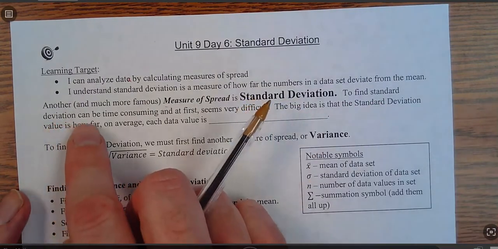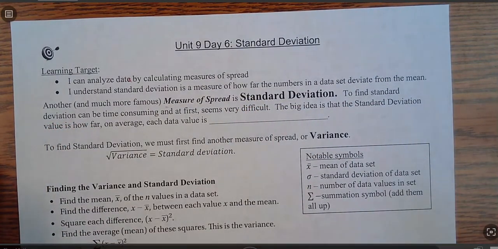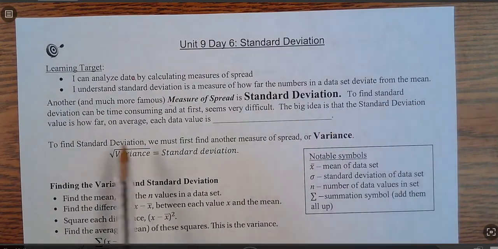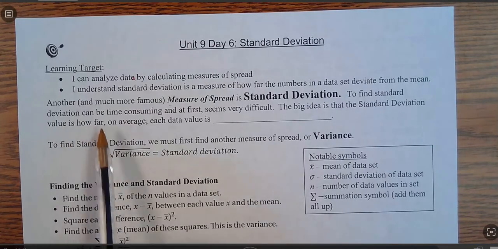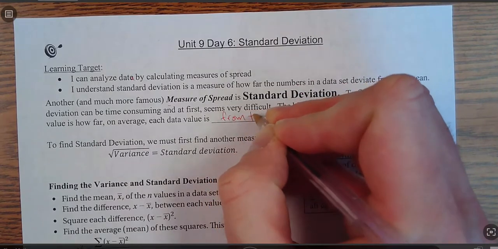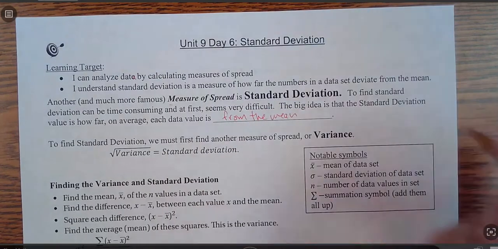To find the standard deviation can be very time consuming by hand. So we're going to have you do that for a little bit here. We're going to do one time all the way through by hand just so you see what's going on. But the big idea is that standard deviation is how far on average each data value is from the mean, how far away it is.